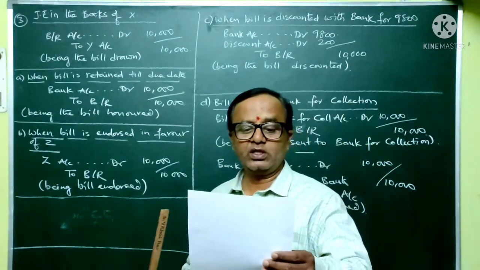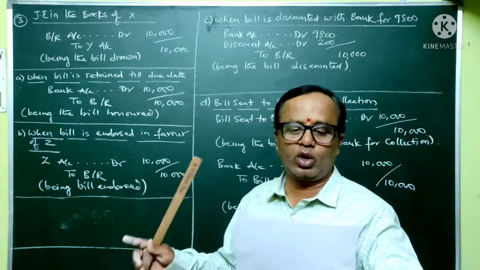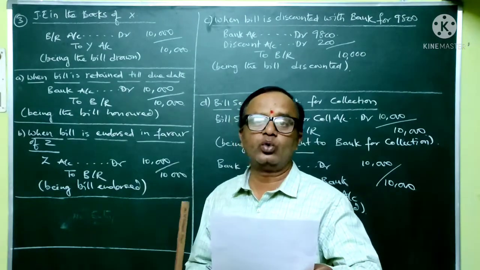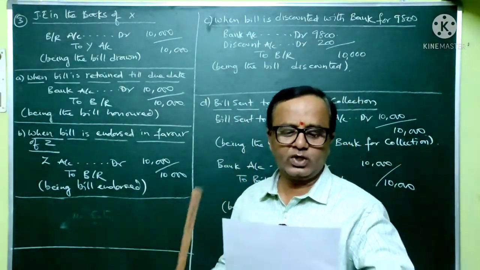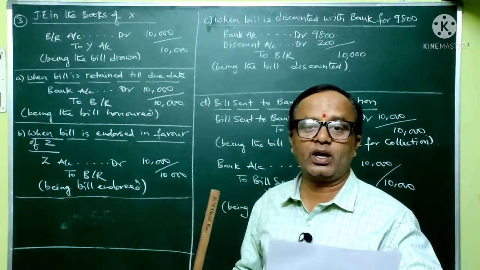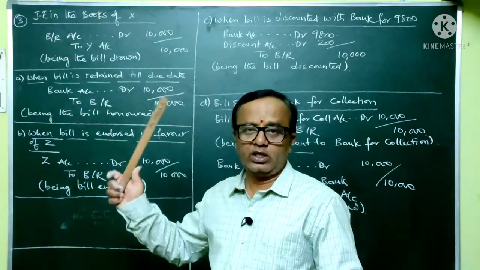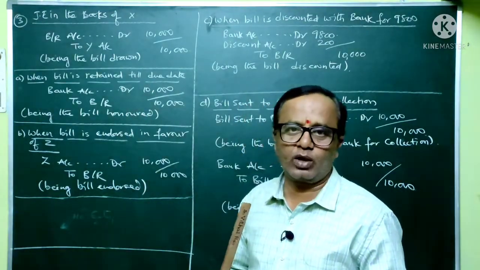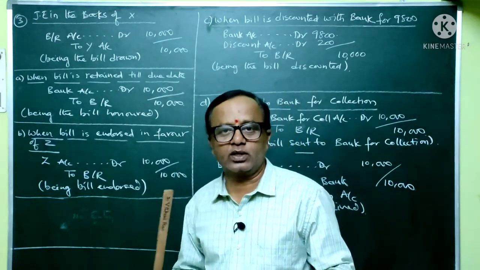Then C, the bill is discounted with the bank for 9,800. That means after drawing the bill on Y, the bill is discounted with the bank for 9,800, and on the due date, this discounted bill, if it is honored, what is the entry in the books of X? Then the case D, the bill is sent to bank for collection. That means after drawing the bill on Y, in this situation, what he has done, he has sent the bill to bank for collection. Who? X, the drawer of the bill. And on the due date, if it is honored, what are the entries in the books of X?